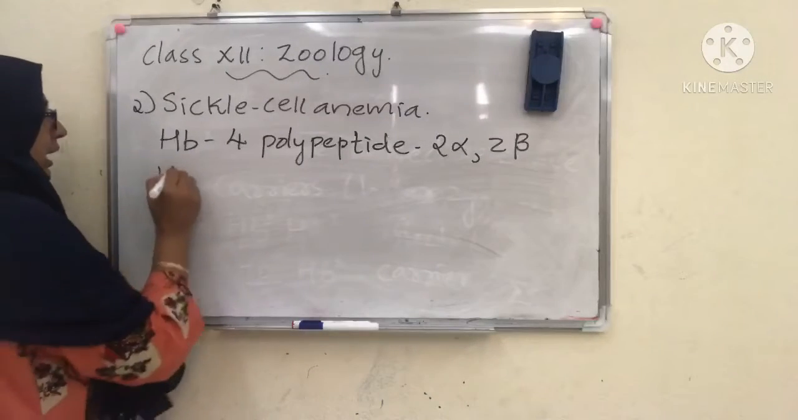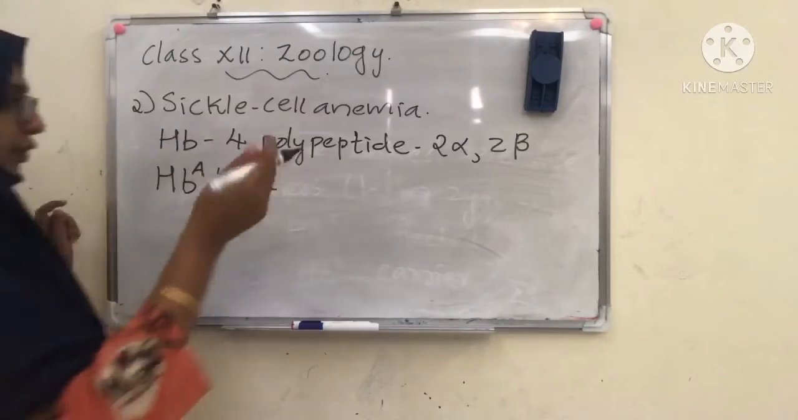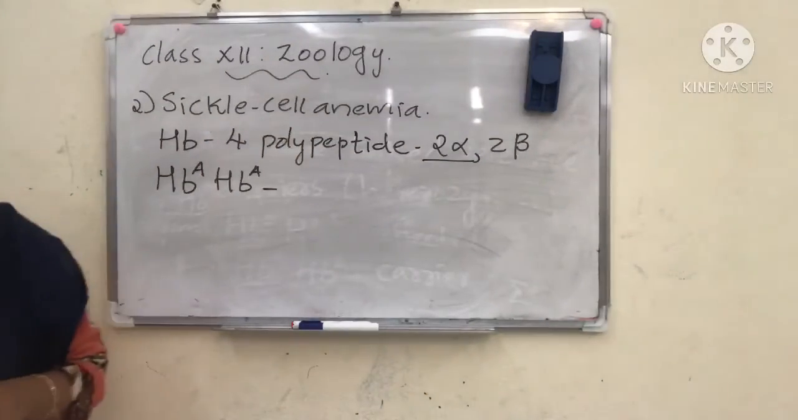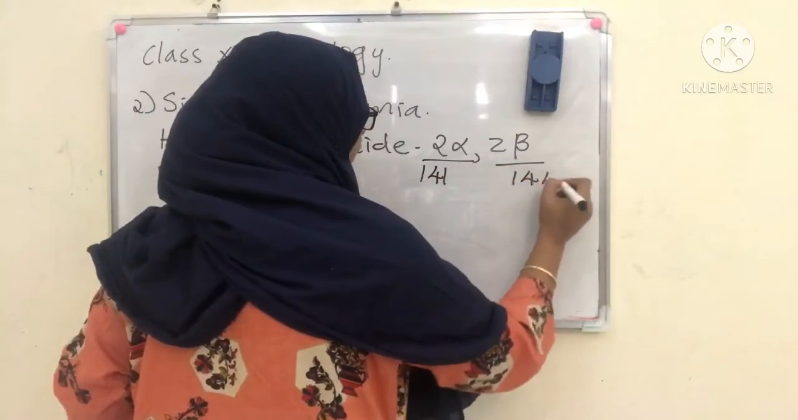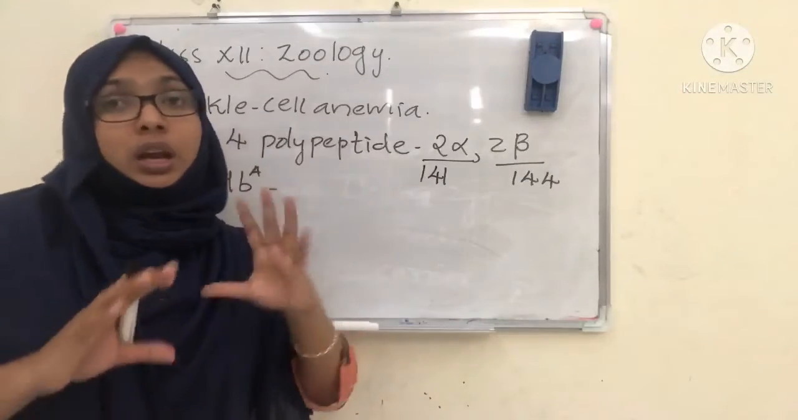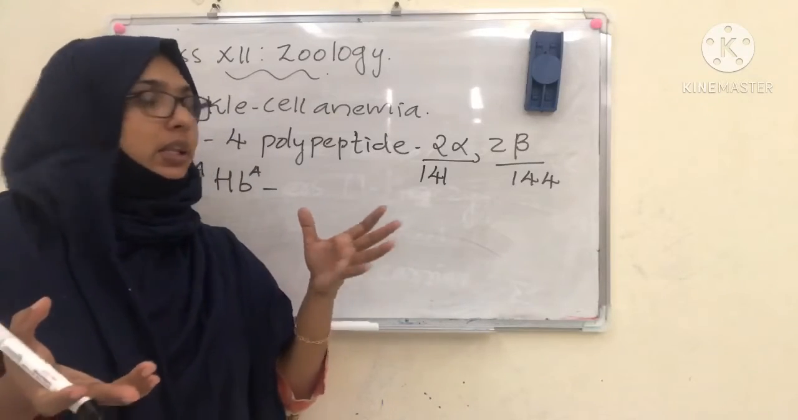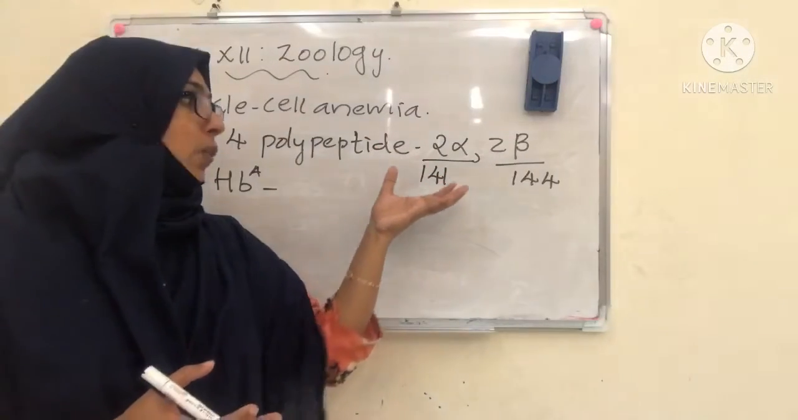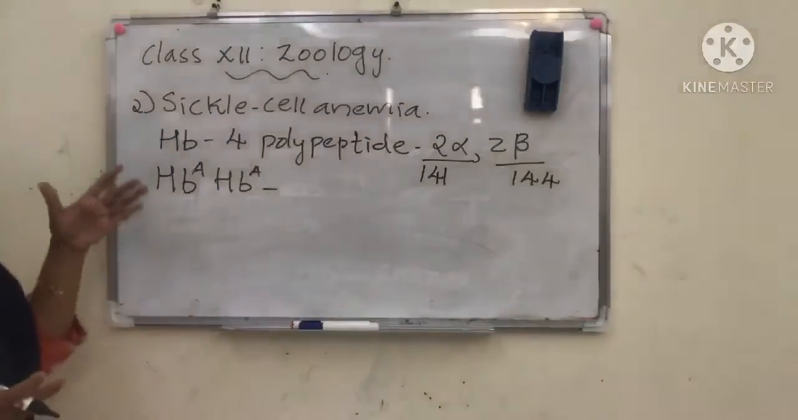In the normal allele HBA, before going to that, the 2 alpha chains consist of about 141 amino acids, and the beta chains consist of 144 amino acids. That many amino acids are present. There is no need to remember this, I am telling you for your wider understanding, but it would be helpful for your entrance-based questions. The 2 alpha chains are formed of 141 amino acids, and the beta chains are formed of 144 amino acids.